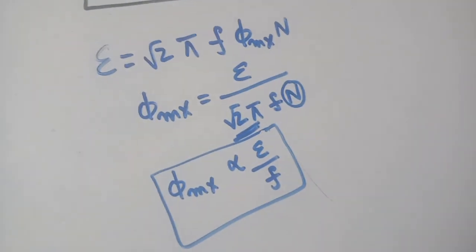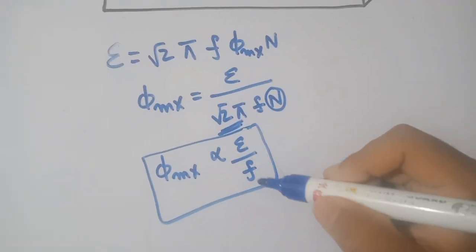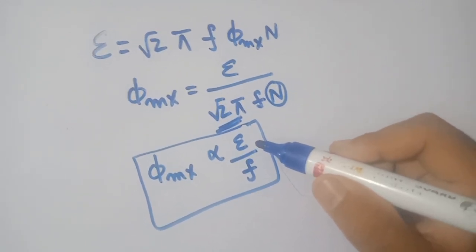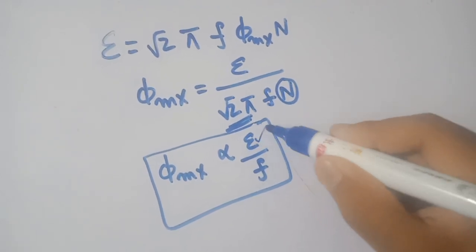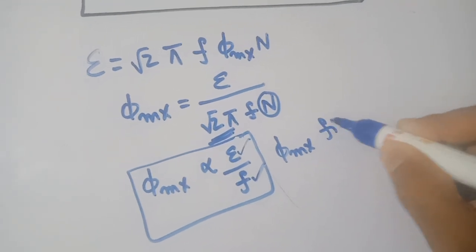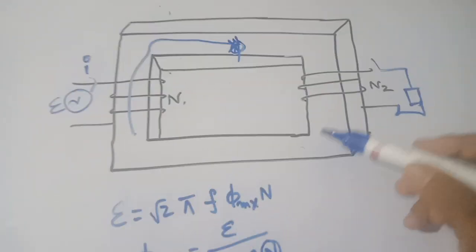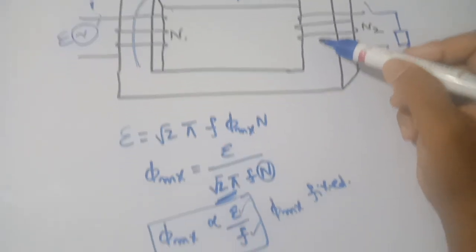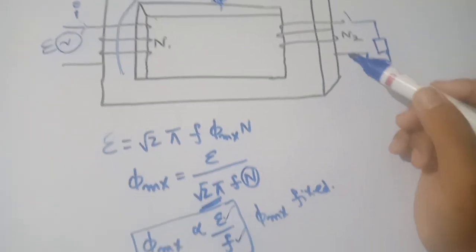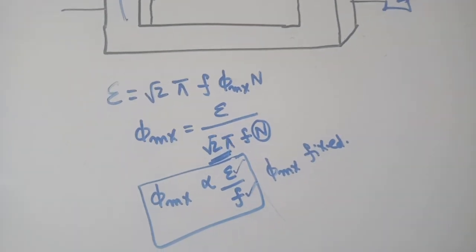So in general design considerations, E and F will be pretty much constant. They won't change rapidly. So once these two terms are fixed, then phi max would be fixed. So the point is, you take any magnetic material, the core used will be some magnetic material. Whatever magnetic material you take, the amount of phi max would be the same.